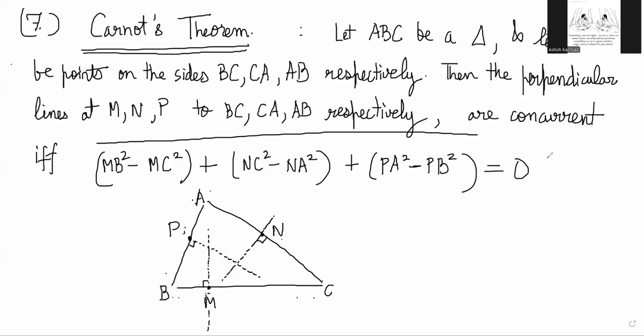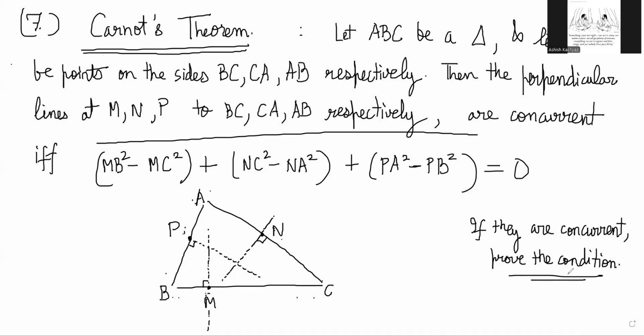So what I want you to do is to prove one side of it. The other side will be homework. What I want you to prove is, if they are concurrent, prove this condition. The other side you can try yourself later. The other side would be, if the condition is true, prove that they are concurrent, right? Right now, prove one side of it.